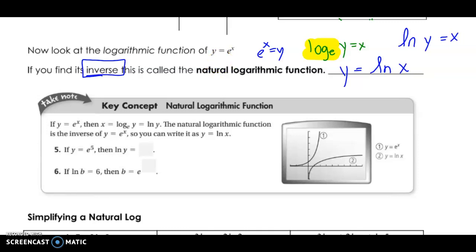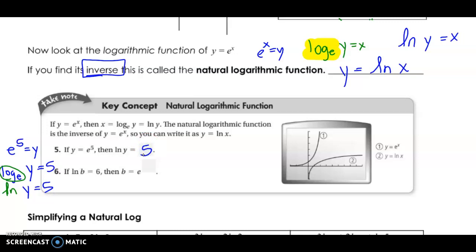All right, so let's look at example 5. If I have y equals e to the 5th, I'm just going to flip it around and say e to the 5th equals y. What I can do is put this back into logarithmic form: logarithm base e of y equals 5. But every time I have a logarithm base e, I'm going to shortcut write that and just write natural log. So natural log of y equals 5.